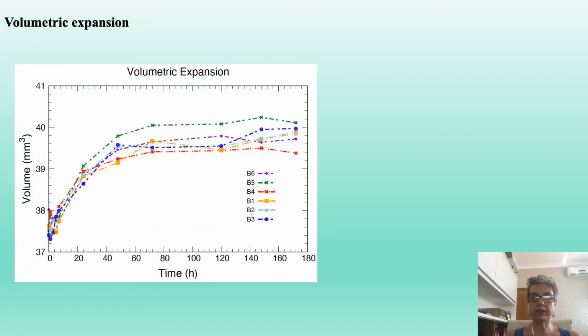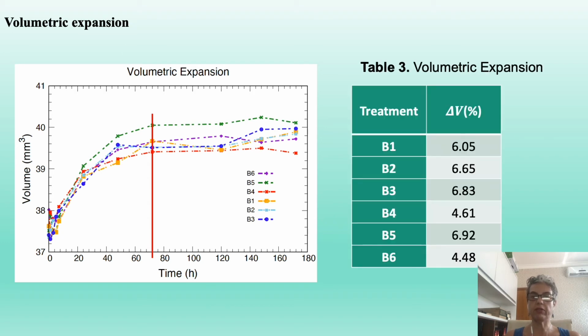For volumetric expansion, we see in the figure that after 72 hours the briquette tends to stabilize. And in Table 3, you see that the highest expansion occurred for B5, which is composed only of sugarcane straw. The lowest expansion occurred for B6, which is composed only of cassava rhizome residue. For the blends, we can see that the 3 blends B1, B2, B3 show a similar behavior.